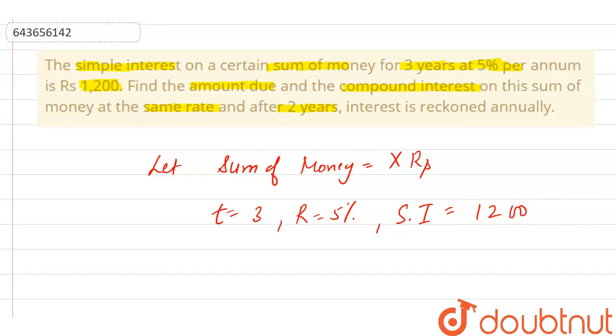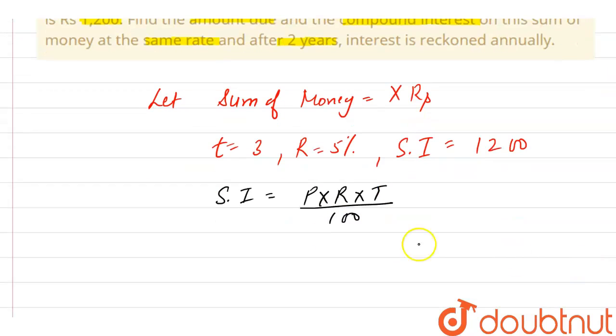Now we know that there is a formula for simple interest, that is SI is equal to P into R into T, and this whole divided by 100. So now let's put the values here. Here the simple interest that we have is 1200 into 100, and this whole divided by the value of R, that is 5, and the value of T, that is 3. And this equals P, as we let the sum of money be x rupees. So we can say that here the principal value is also x rupees, right?